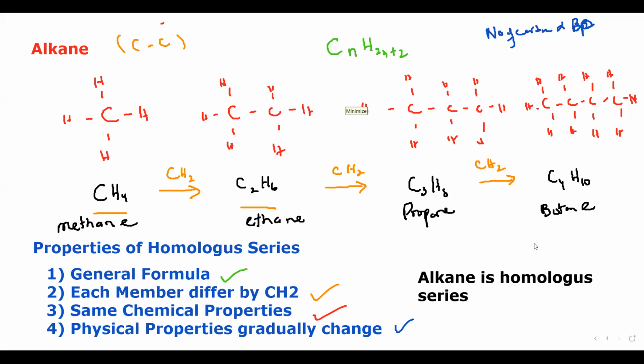In the same way, if we want to check whether alkene is homologous or not, we will find alkene is also homologous. To identify this, alkene starts with C2: the first member is C2H4, the second member is C3H6, the third member is C4H8, the fourth member is C5H10. They have a general formula CnH2n.